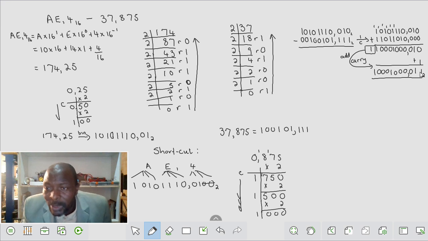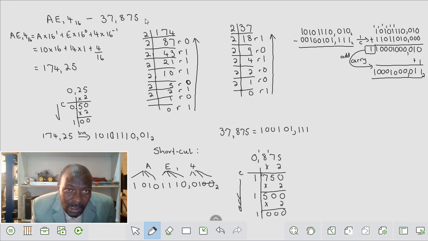Maybe we are asked to convert this. It depends on what you're asked to do. Maybe we're asked to take our answer to octal. Maybe your answer should be octal, equal to something in octal.